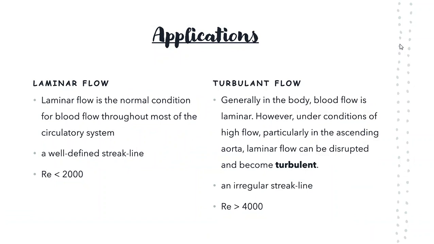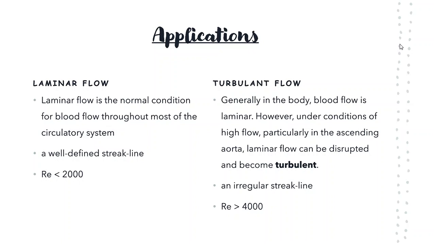Let's see the applications of laminar and turbulent flow. Laminar flow is the normal condition of blood flow through most of the circulatory system. We can see in our body the blood flows continuously, and that flow is known as a laminar flow because it cannot be turbulent. If it were turbulent, our blood wouldn't have proper regulation in the flow.